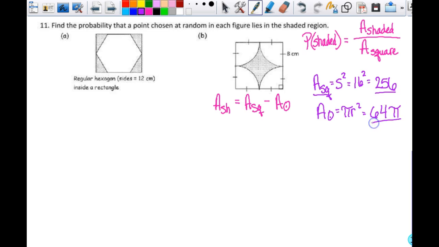So there are my pieces, right? The area of the shaded region then is the area of the square, which is 256, minus the area of the circle, which is 64 pi. Can I actually subtract those and change the numbers right now? No. That's the area of the shaded region. It's ugly, but it's the area of the shaded region. So that's what goes in my numerator. The denominator is the area of the square, which I already calculated.